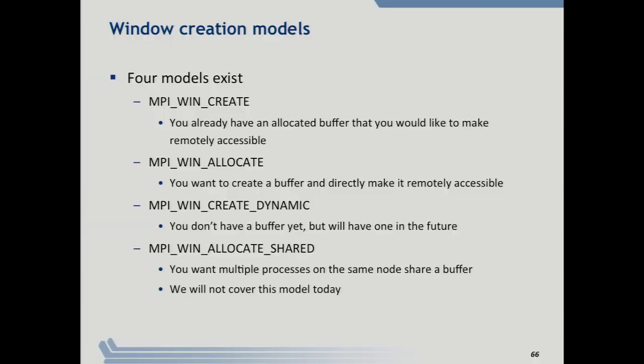In many cases, a better routine, unless you are using the older Fortran binding, is MPI_Win_allocate. MPI_Win_allocate will return memory to you. So why is this better? There's a couple of reasons. One is that it may be able to do what's called symmetric allocation. How many people have heard of symmetric allocation?